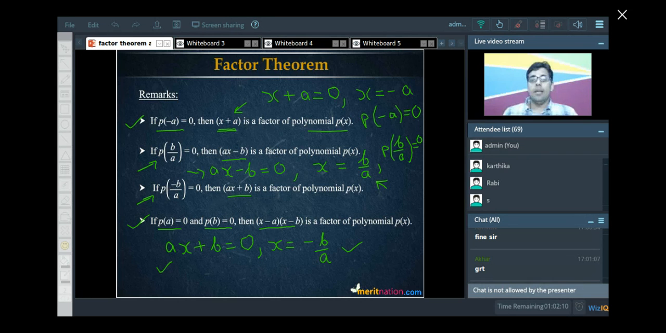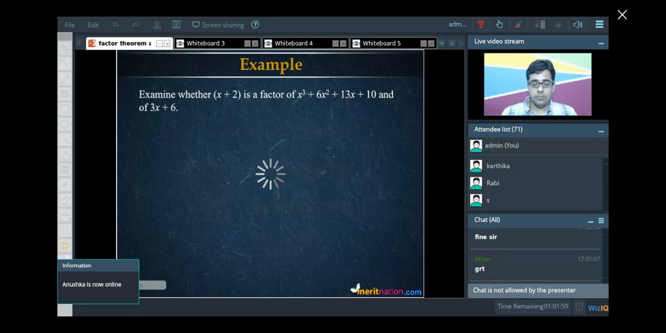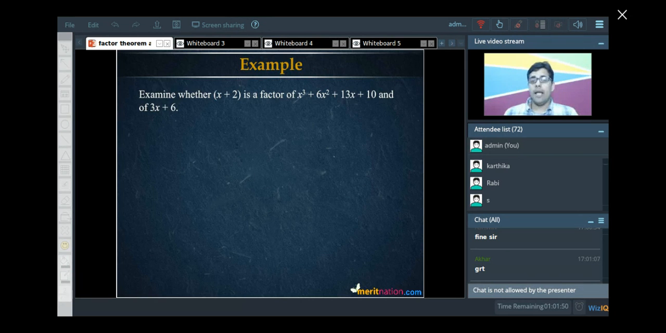And then if x minus A and x minus B are the factors, then P of A equals 0 and P of B equals 0. Applications of the factor theorem. One example based on this factor theorem: examine whether the linear polynomial x plus 2 is a factor of the polynomial x cube plus 6x square plus 13x plus 10.